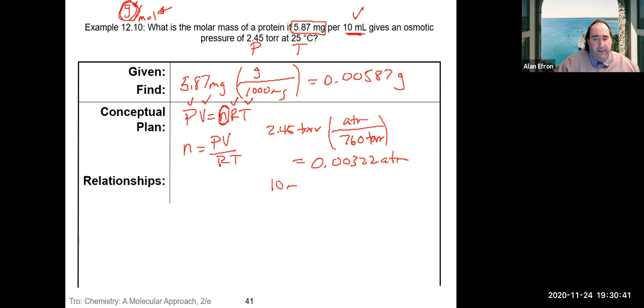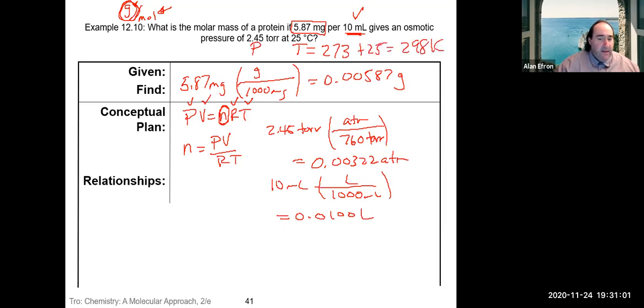We also need to convert our volume into liters. So 10 milliliters divided by 1,000 is 0.01 liters. And lastly, our temperature into Kelvin. So 273 plus 25 is going to give us 298 Kelvin. We now have everybody in the proper units here, so we can solve for n.